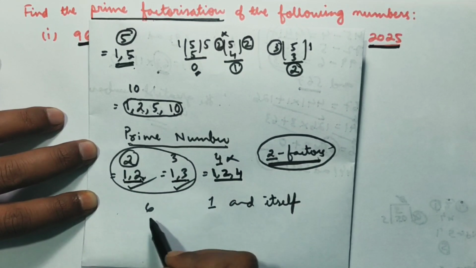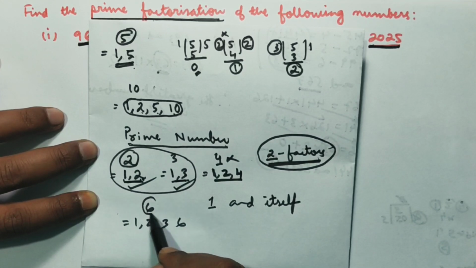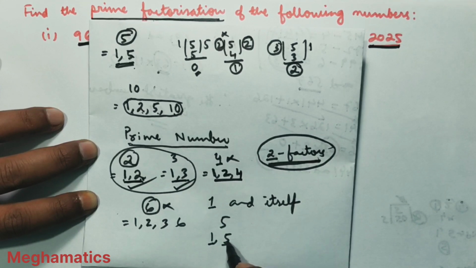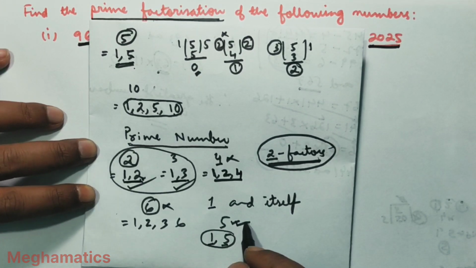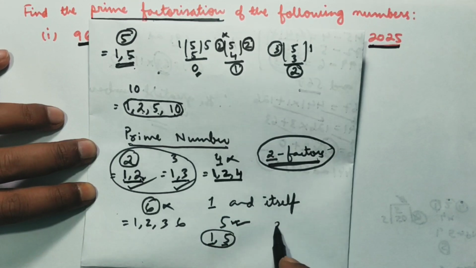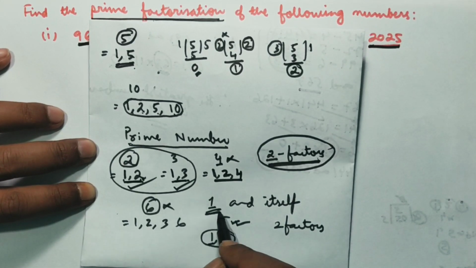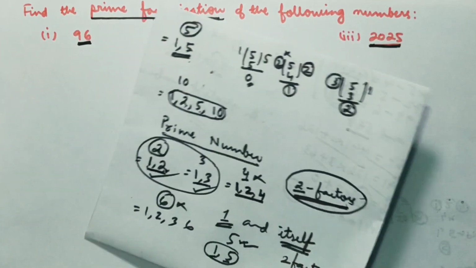Like suppose we have 6. 6 is divisible by 1 and itself, but it is divisible by 2 also, and 3 also. So 6 is not a prime number. If we talk about 5, 5 is divisible by 1 and only by 5. That means 1 and itself, and it has 2 factors. So all the conditions are satisfied, and 5 is considered a prime number. So a prime number means a number which has only 2 factors, and the number is divisible by 1 and itself. That kind of number is considered a prime number.